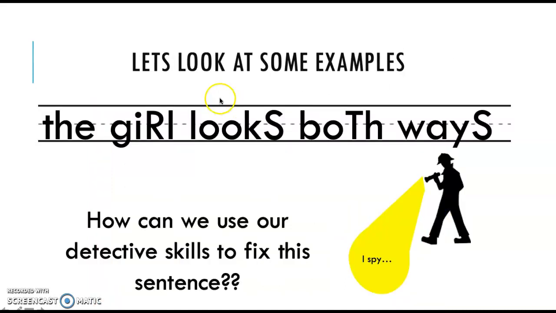Now let's look at some examples. Look at this sentence I saw. I see quite a few mistakes. So we're going to think, how can we use our detective skills to fix this sentence? I spy 1, 2, 3, 4, 5, 6 things wrong. It's so funny looking, it's almost hard to read. But the sentence says, "the girl looks both ways." Let's see how we can fix this, though, to make it look right.